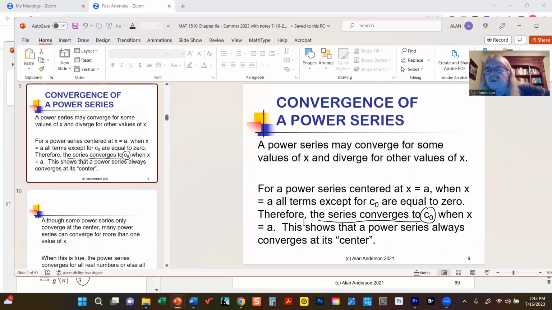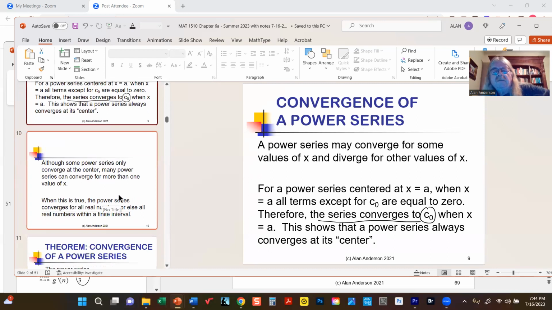This will be true no matter what value of a we've chosen. So this shows that a power series, at the very least, always converges at its so-called center. Okay, a is defined as its center. By the way, we're going to see a lot of examples later on with specific cases, and it'll be easier to see what this is all about when you have graphs in front of you. When you have specific examples, you'll get what's going on here much more quickly.